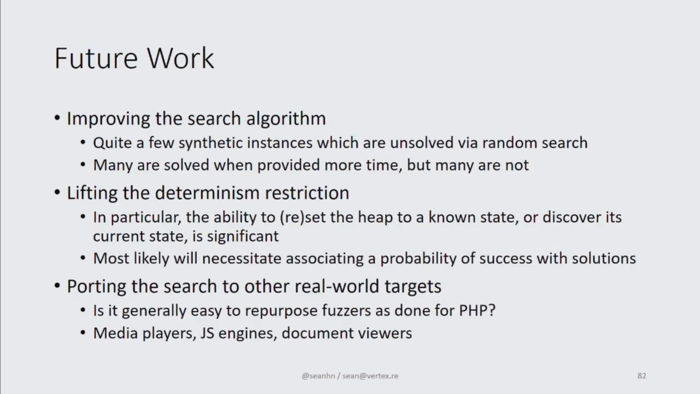So there are a bunch of things that we can do to improve this. The search algorithm itself, we can clearly improve. We're learning nothing between instances at the moment. At the moment, I'm working on basically a fuzzing / GA type approach, which I can talk about if you find me later. The determinism restriction is obviously quite a harsh restriction that would be worth alleviating. And also, it would be very good to see this ported to other things, so media players and JavaScript engines, document viewers, and that sort of thing.